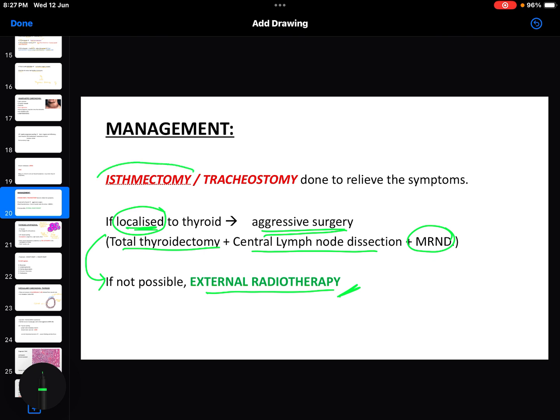Otherwise we can go for tumor debulking. In this case the thyroid will be a large thyroid. So what we are going to do is cut the isthmus so that the patient can breathe. So we are just doing a palliative surgery, or else if that is not possible, we go for tracheostomy, something that is done to relieve the symptoms of dyspnea. So this is the management of anaplastic thyroid carcinoma.